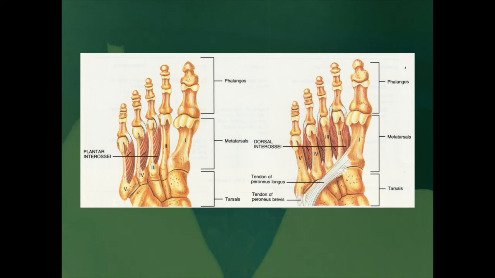Then we have the plantar interossei. The origin for the plantar interossei will be the third, fourth, and fifth metatarsals, and then again the proximal phalanges of those same toes. What does this do? Same thing. It allows for flexion, but the additional piece is that it will adduct the third, fourth, and fifth toes, whereas the dorsal interossei will abduct those toes, the first and second.